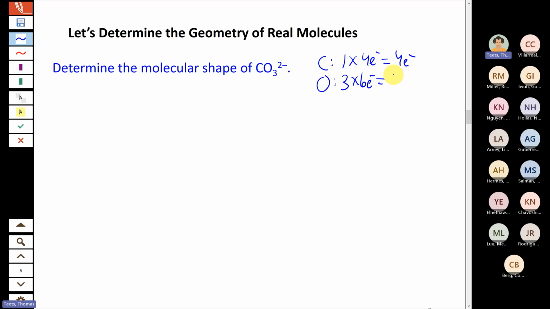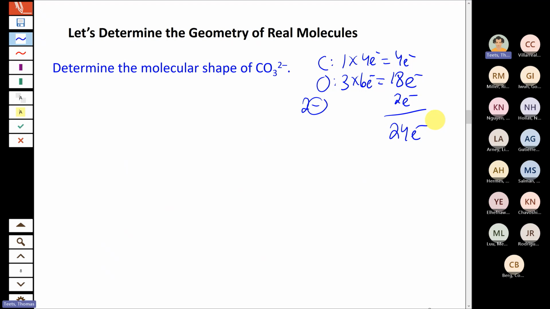Now, what we have to be a little bit careful about here is that whenever we're dealing with ions, you have to either add or subtract additional electrons depending on the charge. This one has a 2- charge, which tells us that we're going to have 2 extra electrons in our total count. So our total in this case should be 24 electrons. 22 of those come from the atoms, and the extra 2 are because of the 2- charge.